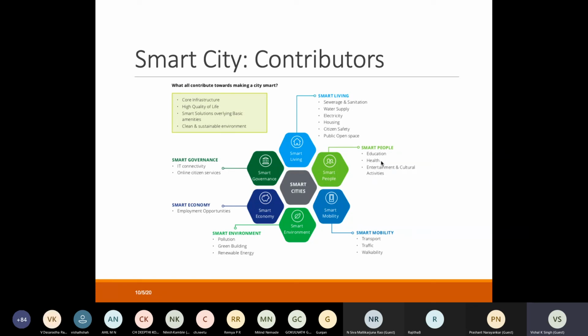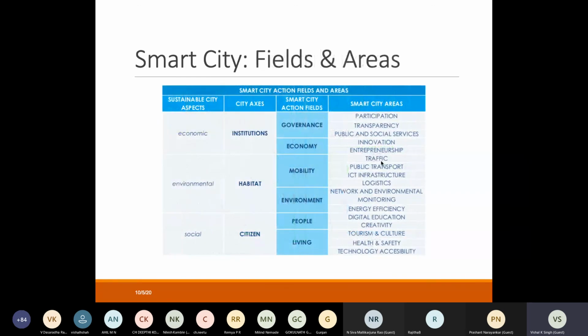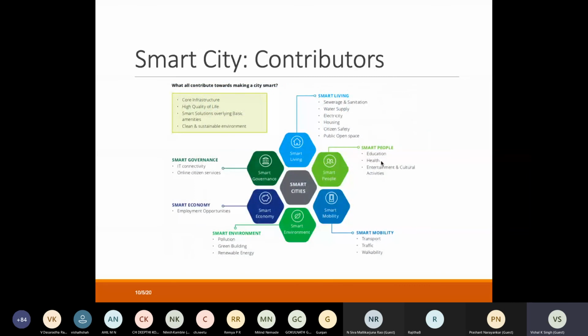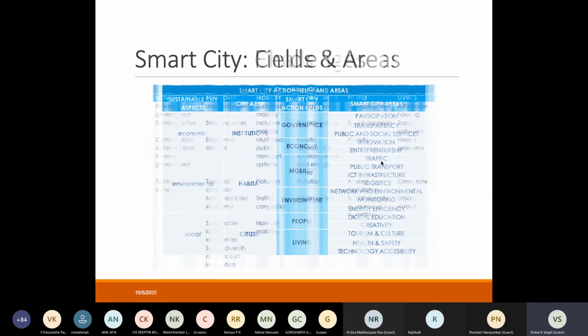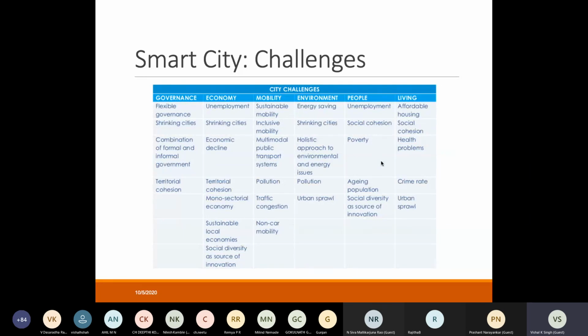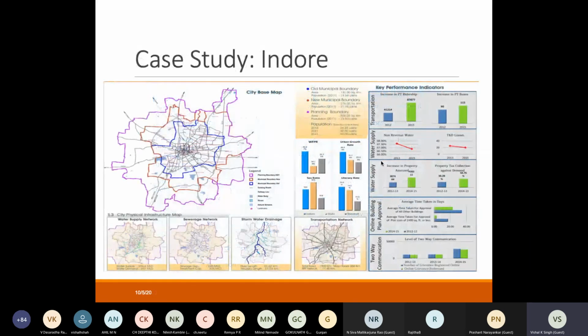So as I said, this figure over here shows the chart over here. This chart you can see on the screen, and this table is basically describing the impact and the contributors and the action areas of the smart city, which can be addressed in a smart city environment.